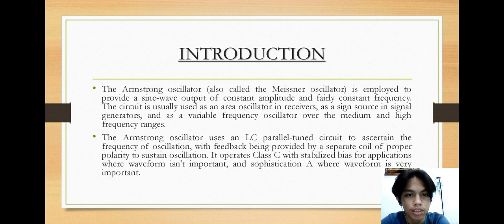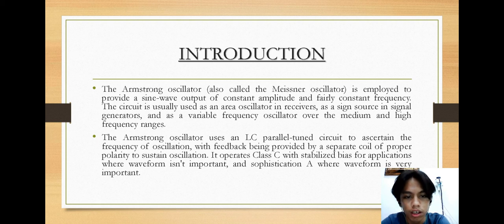I will begin first. My part is the introduction. The Armstrong oscillator, also called the Meissner oscillator, is employed to provide a sine wave output of constant amplitude and fairly constant frequency. The circuit is usually used as a local oscillator in receivers, as a sine source in signal generators, and as a variable frequency oscillator over the medium and high frequency range.